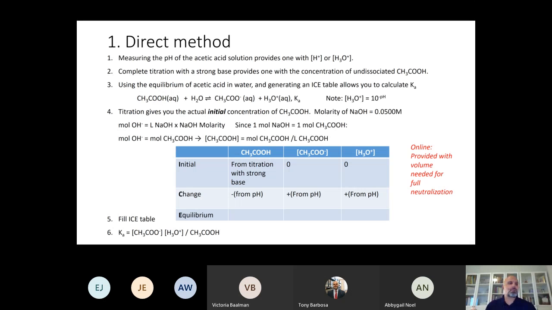The first direct method is going to be measuring, first thing you do is you're going to measure the pH of the acetic acid solution, and that's going to provide you with the proton concentration in solution. Then, this is a complete titration with a strong base, which provides one with the concentration of the undissociated CH3COOH, right? What does that mean?